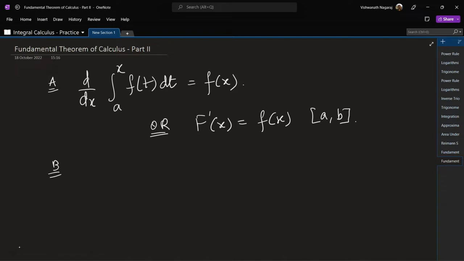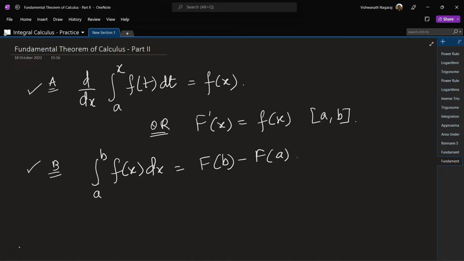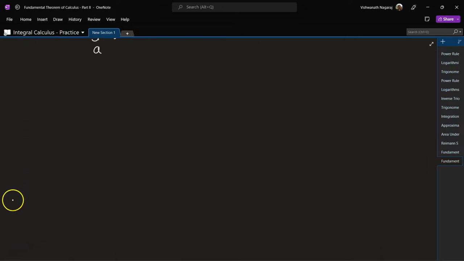And the second part is the integral between a and b of f of x dx is equal to f of b minus f of a. Okay, so in the previous session we looked at problem solving using this statement, and now we are going to look at this. So let's begin.